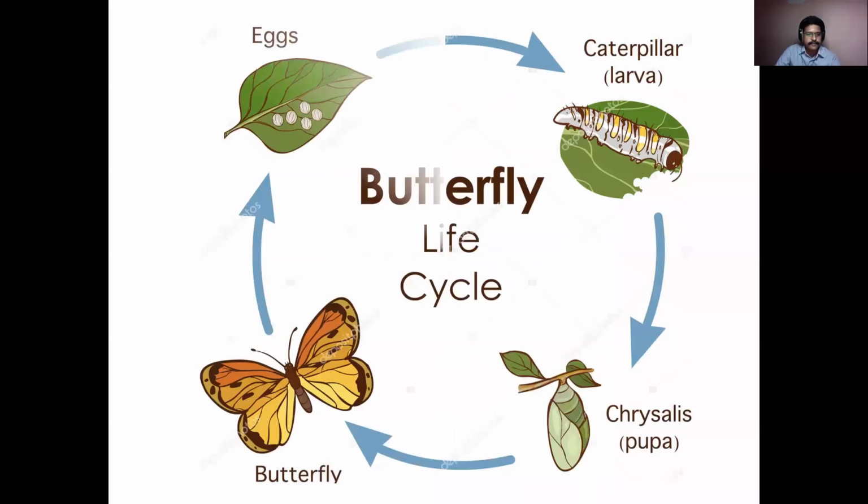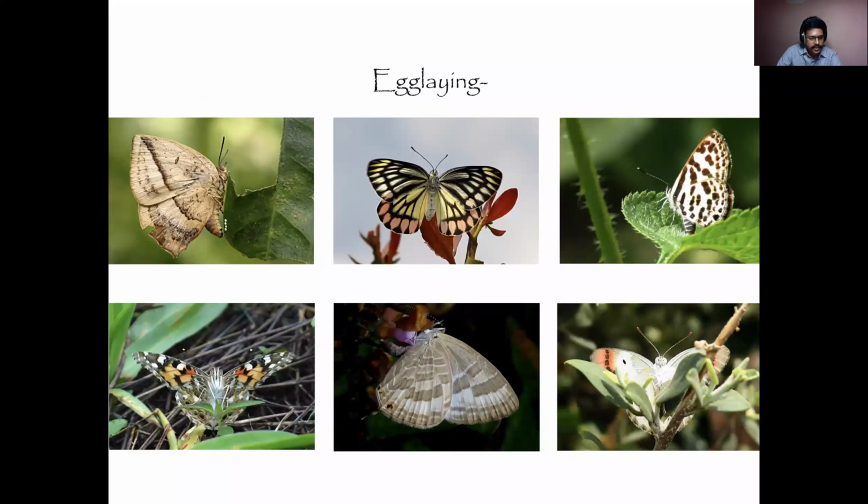The butterfly life cycle consists of four stages, which start from egg, larva, pupa, and adult butterfly. This is an egg-laying image. Next slide. Egg laying is the process in which the female butterfly searches for specific host plants to lay her eggs on. This process follows mating, in which the male butterfly copulates with the female, and this egg-laying process immediately follows after a few days.